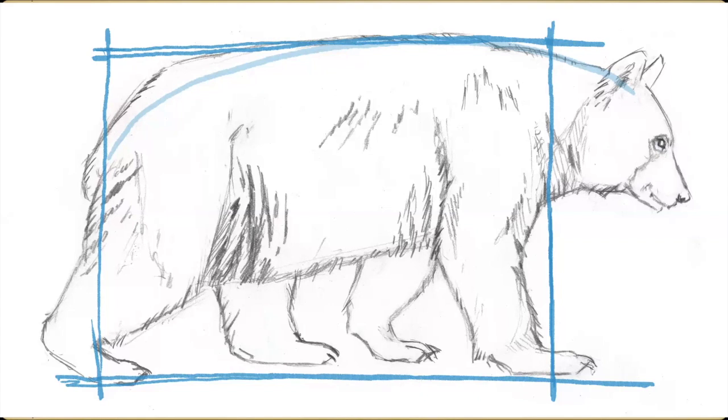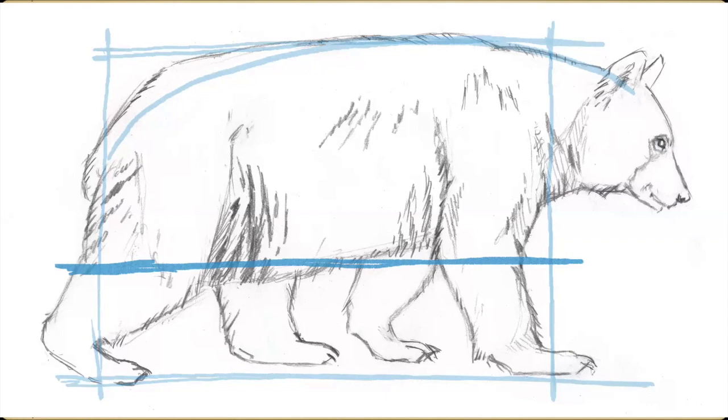Then I look how far down on that is its belly. If it's big, shaggy, and has a big tummy, it'll be lower. If it's a really lean bear, it'll be a little bit higher. But generally, you're going to have what appear to be shorter legs, so not horse-length legs here. Here again, I'm just thinking about bear proportions and about how long those legs are going to be.